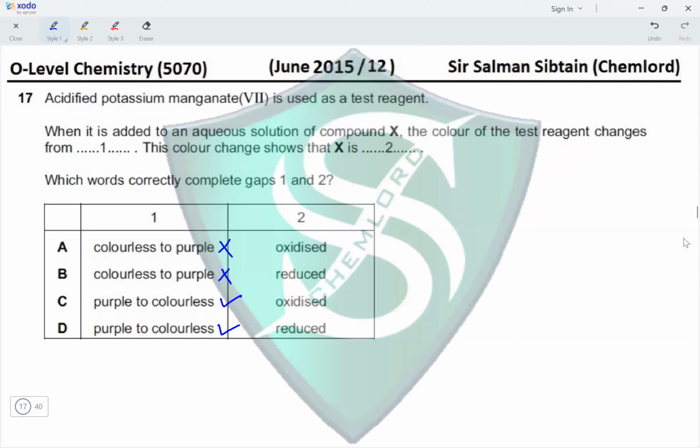And since potassium manganate has been reduced, making it an oxidizing agent, right? So it is an oxidizing agent. So whatever has reacted with it has undergone oxidation. Therefore, this color change shows that X, that is the solution that reacted with potassium manganate, got oxidized. This makes option C the correct option for this question.